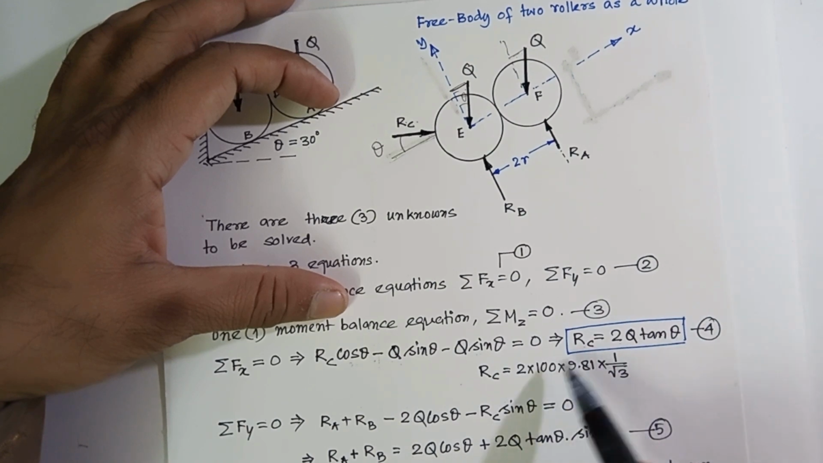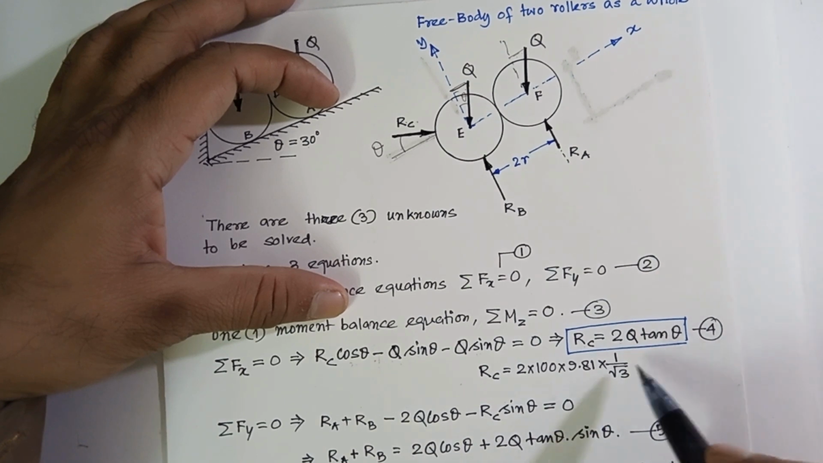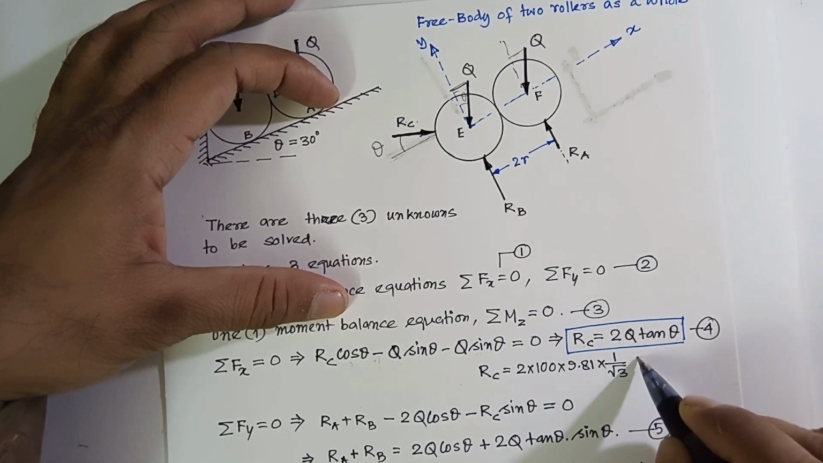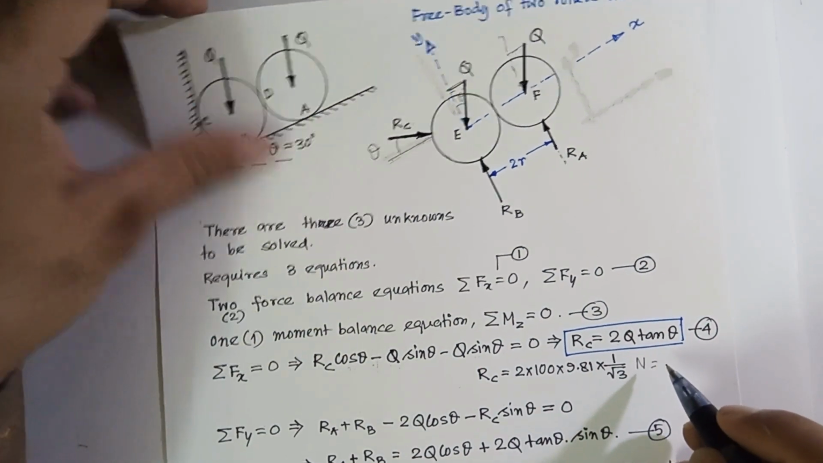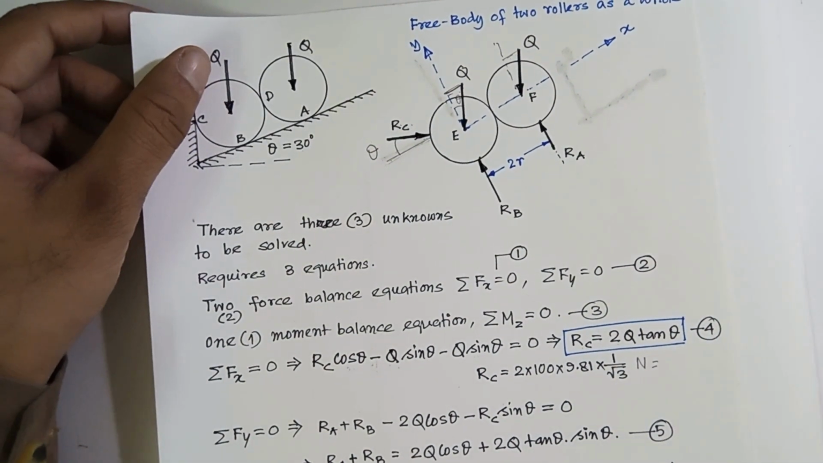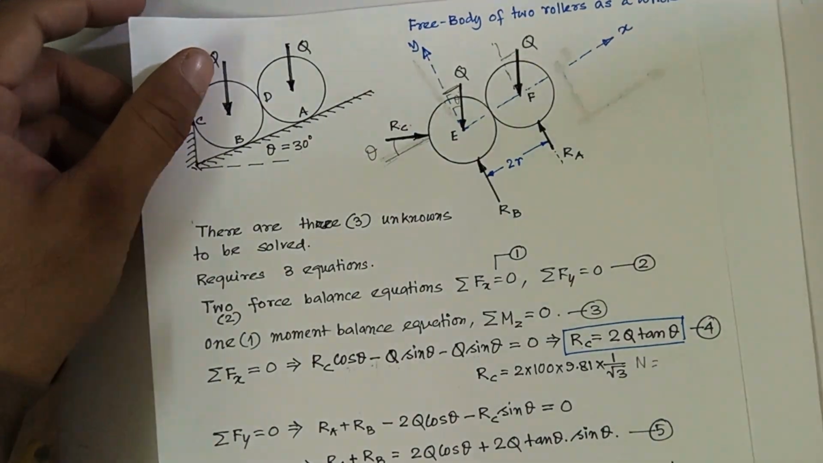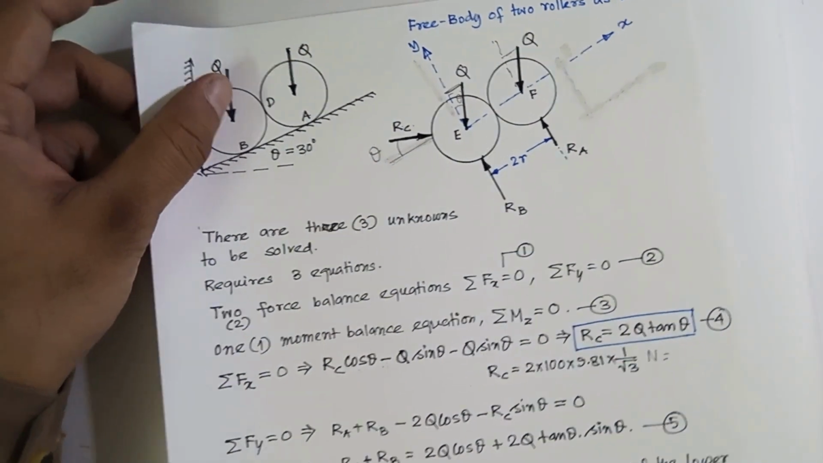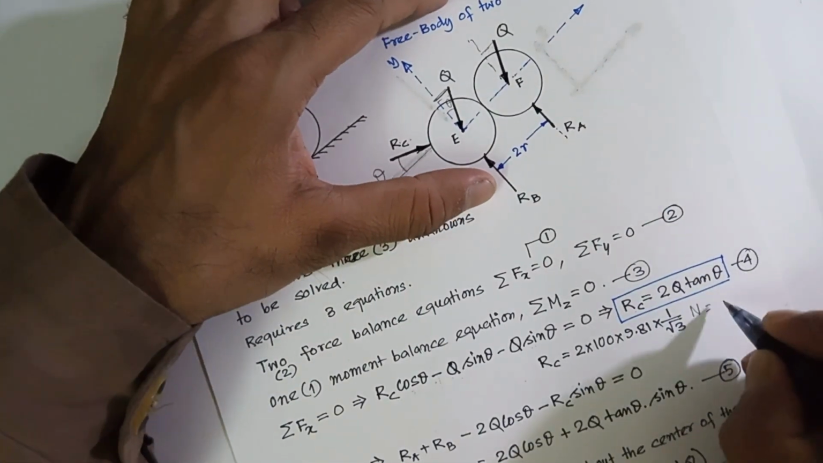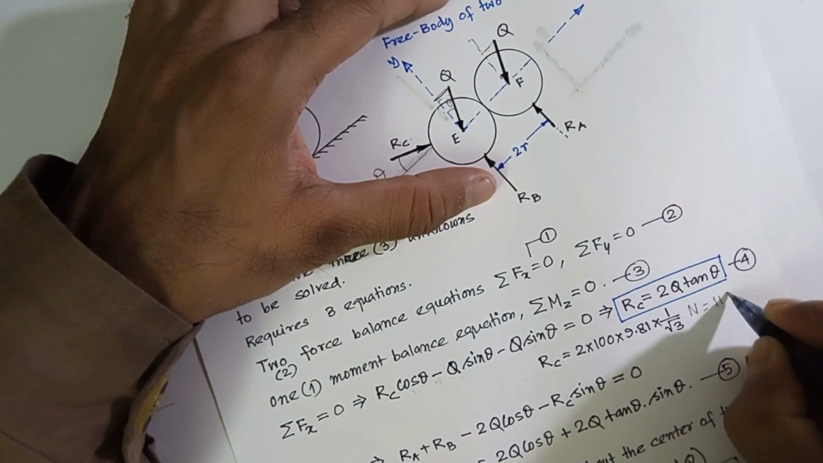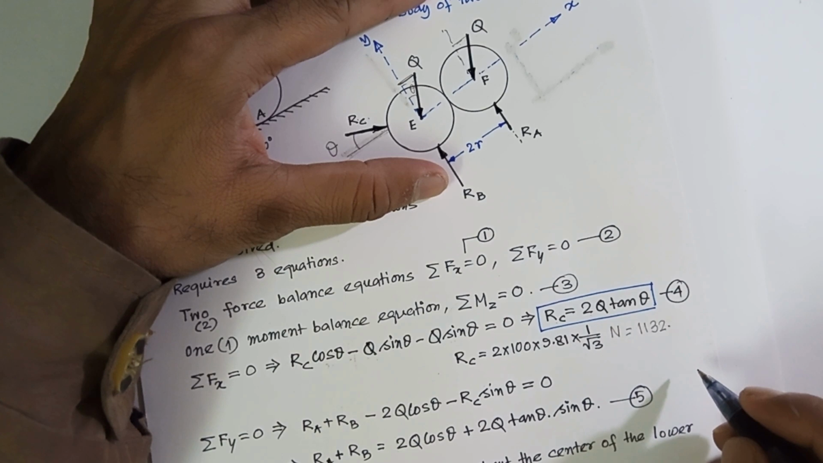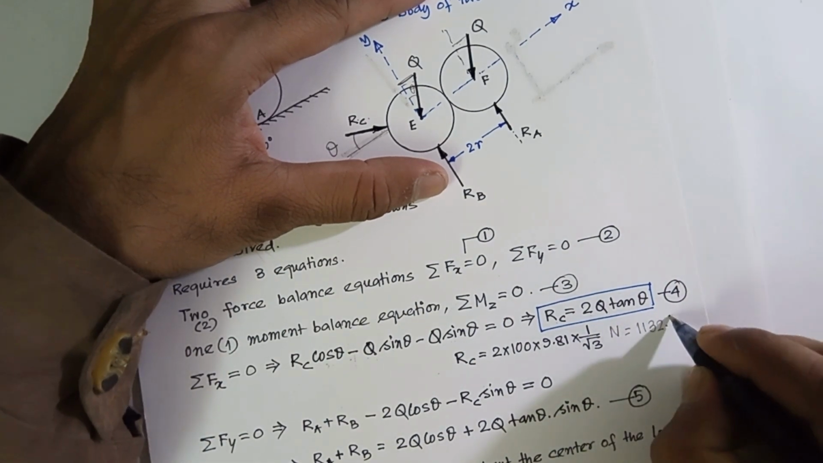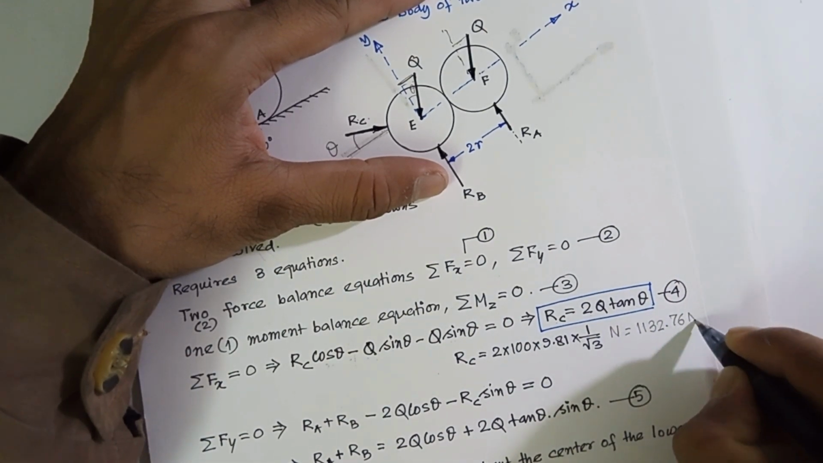Now we just put in the value and we can solve. That is in Newtons, you can solve it. Okay. So that can be calculated. That is coming to be basically 1132.76 Newtons. You can just put the values and calculate.